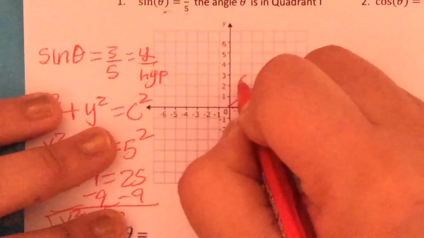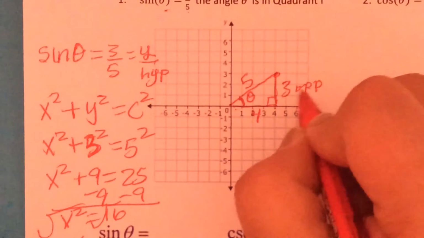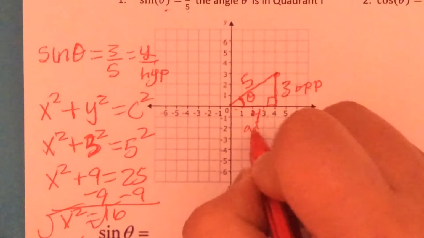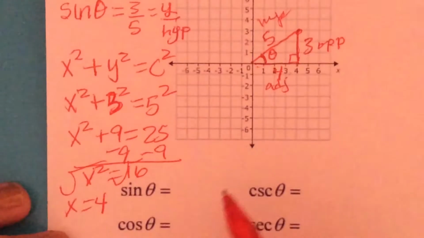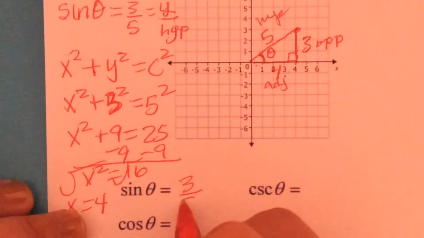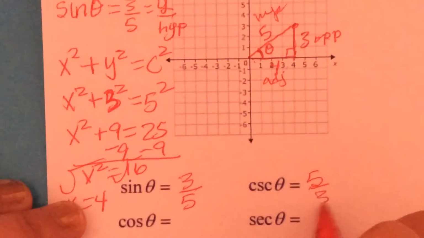And then the hypotenuse is 5. So this is your opposite, or your y value. This is your adjacent, or your x value, and then this is the hypotenuse. So now the sine, we already know what the sine is. It's 3 over 5. The cosecant, that's just a reciprocal, so that's 5 over 3.